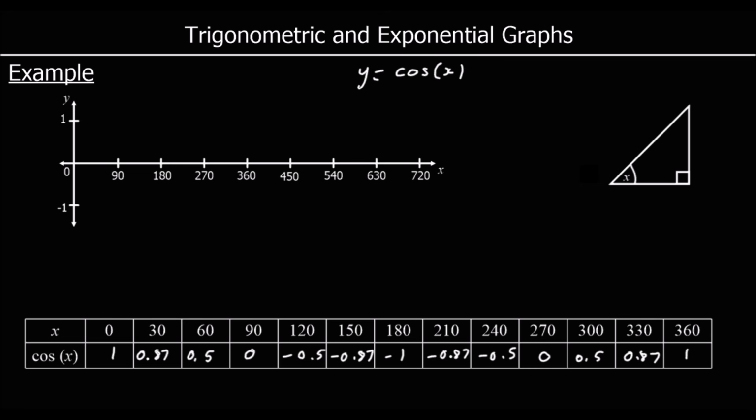So let's try and plot these onto a graph. So 0, 1; 30, 0.87; 60, 0.5; 90, 0; and then 120, minus 0.5; 150, minus 0.87; 180, minus 1. And again we're getting this symmetrical shape. This time it's symmetrical about 180 degrees, and we'll get the same pattern repeating every 360.